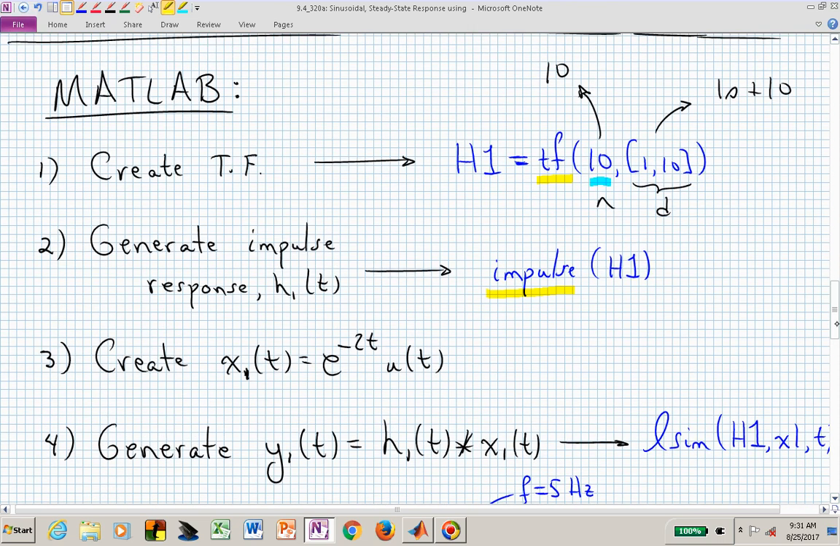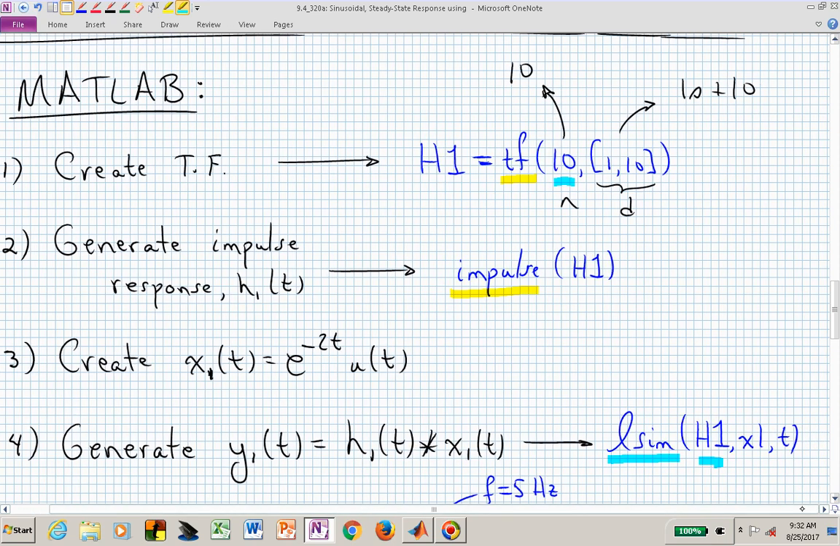Then another command within MATLAB allows us to essentially convolve h sub 1 of t and x sub 1 of t, or we can use, actually in this case, we're using the transfer function, capital H1, and doing a linear simulation, that's the LSIM, with the appropriate arguments. We need to put in the transfer function, which is right here.